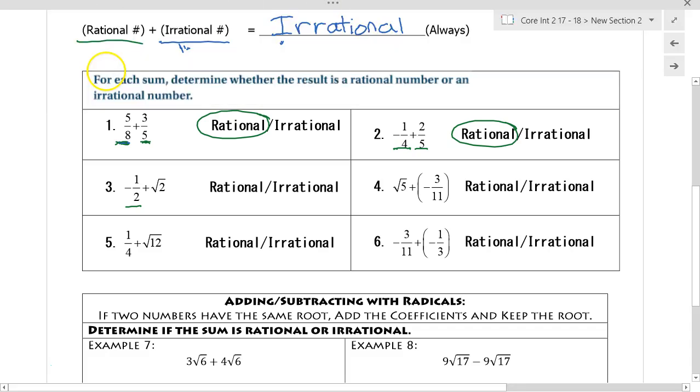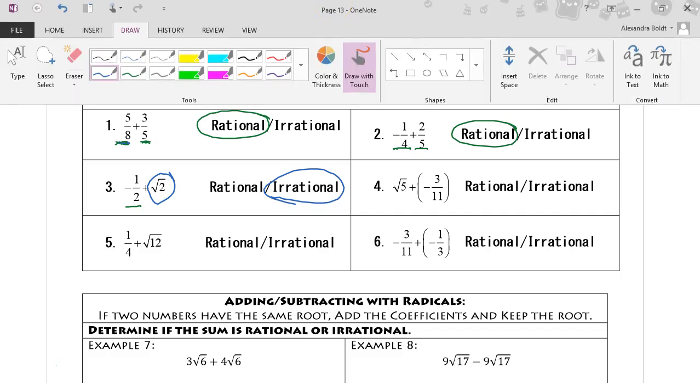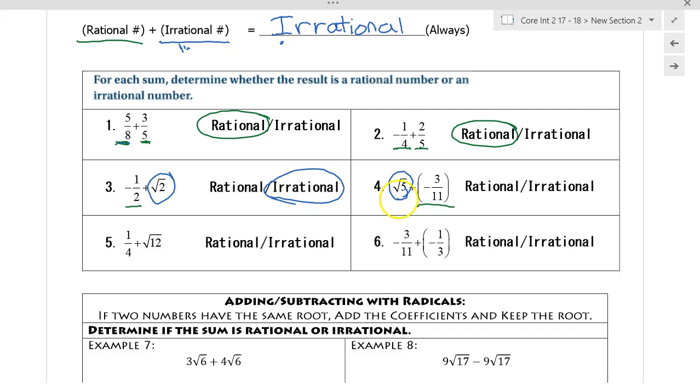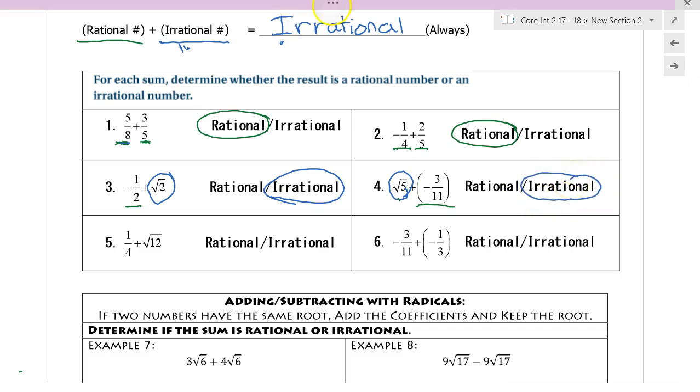Anything with a square root is irrational. So we are going to be irrational because we have a single irrational number. Our next problem, I have an irrational number because it has a square root, and a rational number, a fraction. It's okay that it's negative, it doesn't matter. It's a fraction. Since there's even one irrational number out of those, it's irrational.